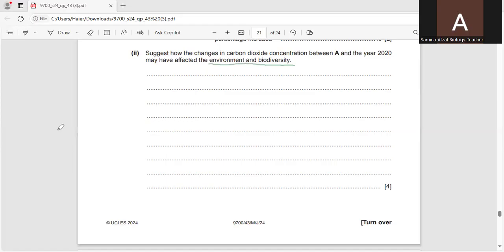So in this way, I would like to say the overall increase in carbon dioxide concentration is a major driver of environmental change and biodiversity loss. It poses significant threats to ecosystems worldwide and has far-reaching implications for human society. In 2020, the carbon dioxide concentration reached its maximum level, so it has affected the environment and biodiversity badly.